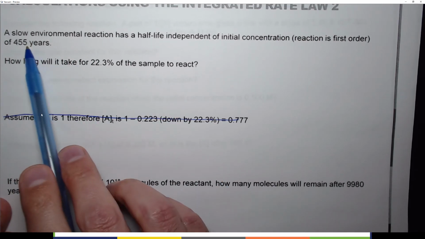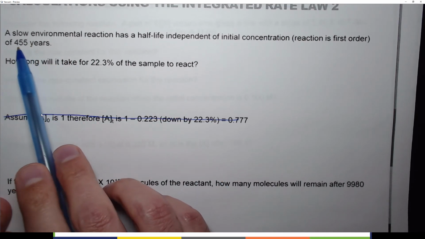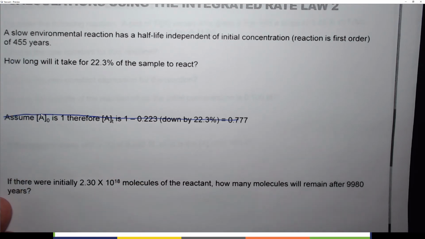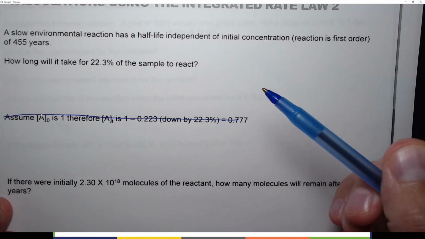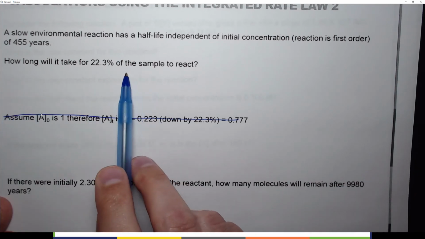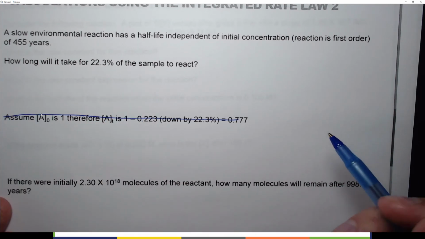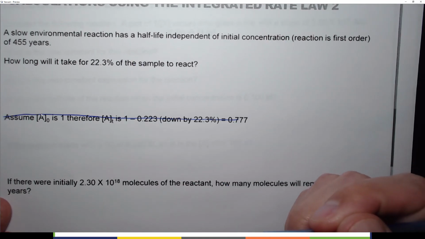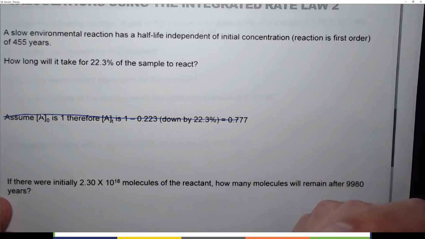Or if it's how long will it take for 75% of it to react, it's again an even number of half-lives. So it'd be 455 plus 455 years, which is 910 years. But in this case, it's 22.3% of the sample. This is not going to be easy to figure out because it's not an even number of half-lives. Said another way, we're much better off using K.